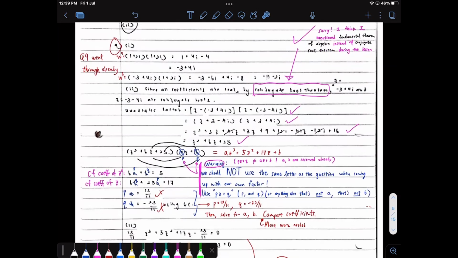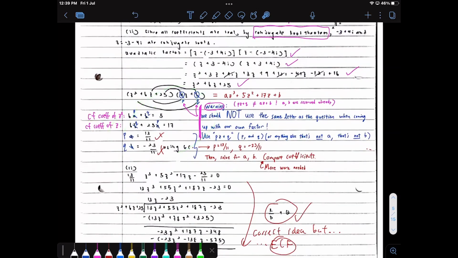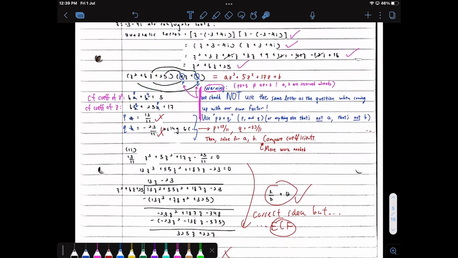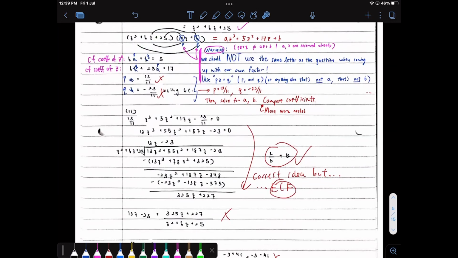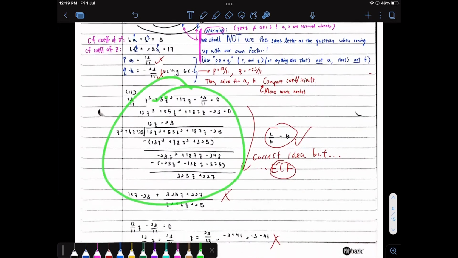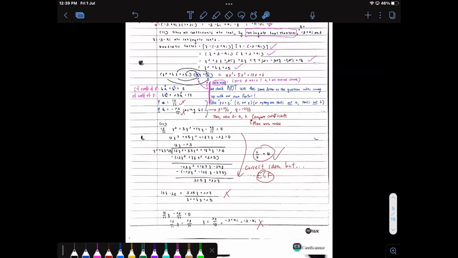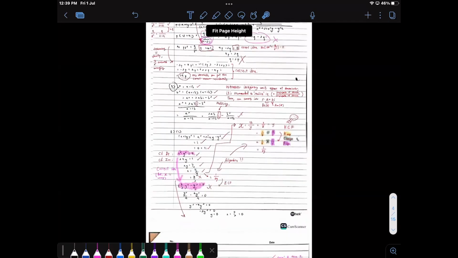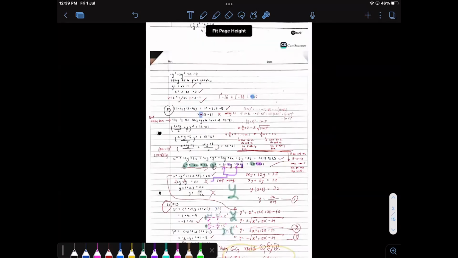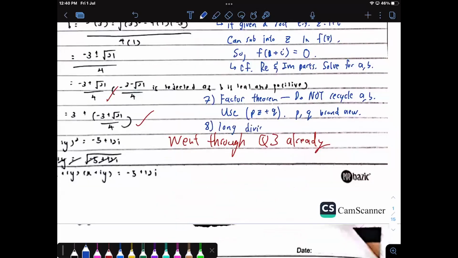Here use pz plus q, sorry. Don't use az plus b because a and b have been used already. Here you use long division. To be honest, I do not recommend long division. It's very long-winded. Usually in the question, if you see that it's starting to get a lot of fractions already, you're probably on the wrong track. Maybe I should mention that: long division is a last resort.